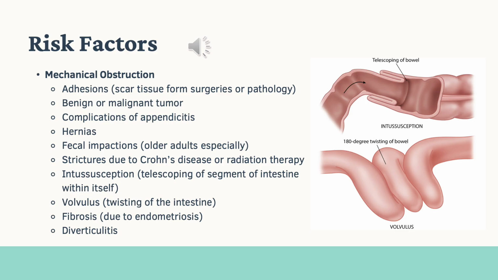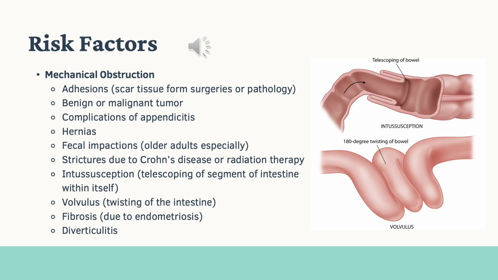In some patients, chronic conditions like Crohn's disease or even prior radiation therapy from cancer can lead to strictures, which are just narrowed segments of the bowel. Two particularly severe forms of a mechanical obstruction are intussusception, where a segment of the intestine actually telescopes into itself. And then we also have a volvulus, which is a twisting of the intestine that can cut off blood flow. So these are medical emergencies, an intussusception and volvulus. They require immediate medical intervention.